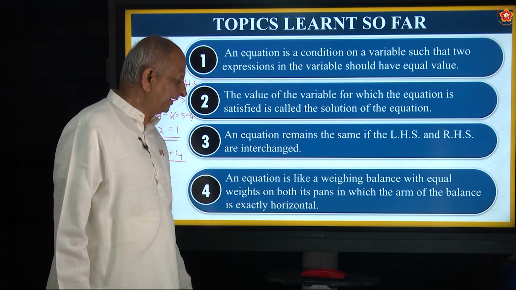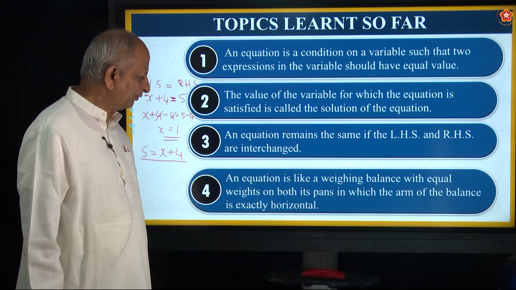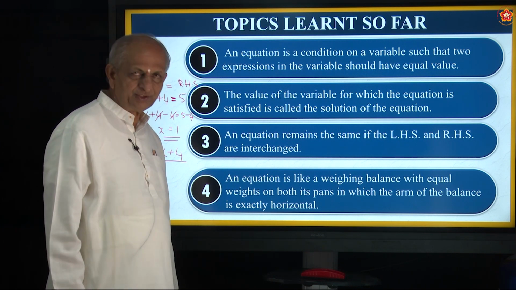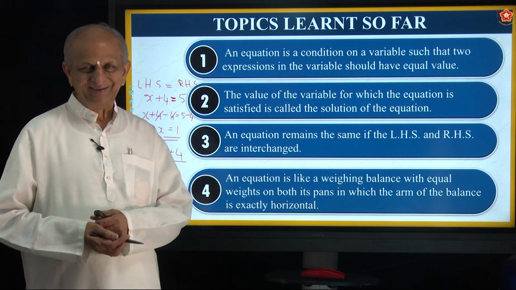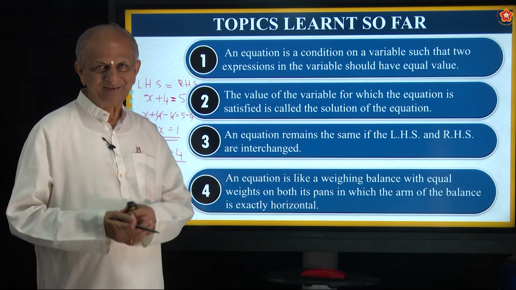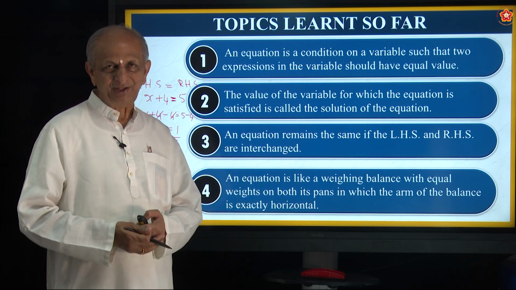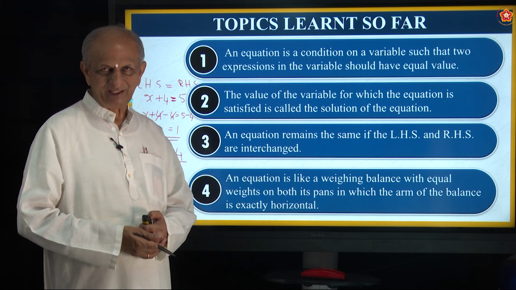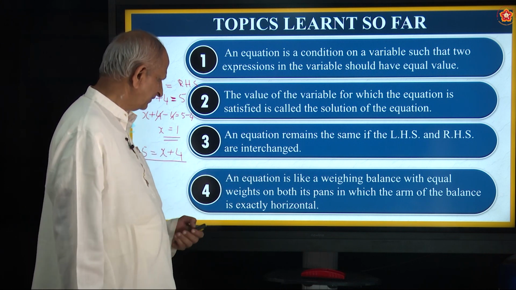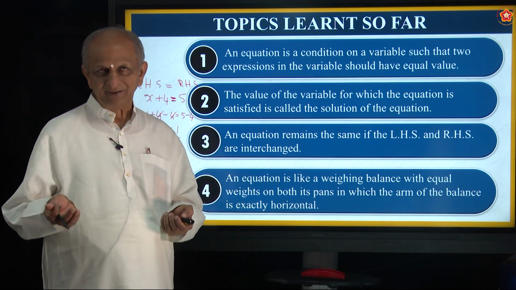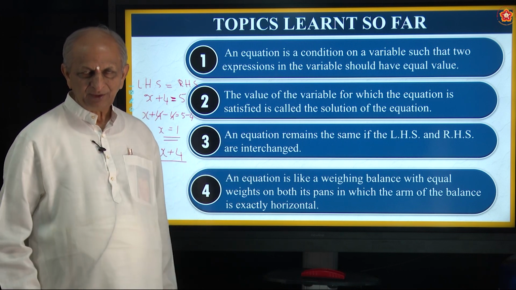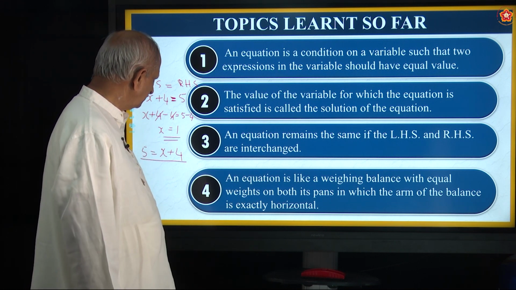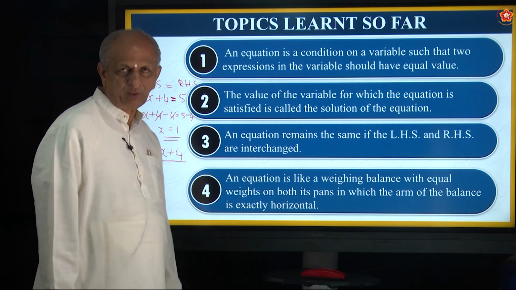An equation is like a weighing balance with equal weights on both its spans, in which the arms of the balance is exactly horizontal. You have seen in some of the shops, of course nowadays they are using digital weights, but in some of the shops it is there still, correct. So, there will be a balance and you have got left pan and right pan. So, when the two pans become equal, we say the weights are same, is it not? So, equation also works by using the sign equals.